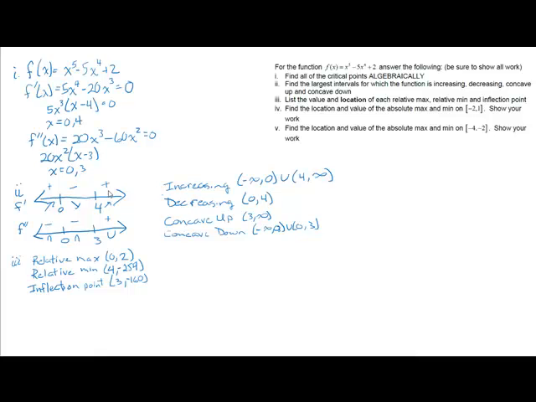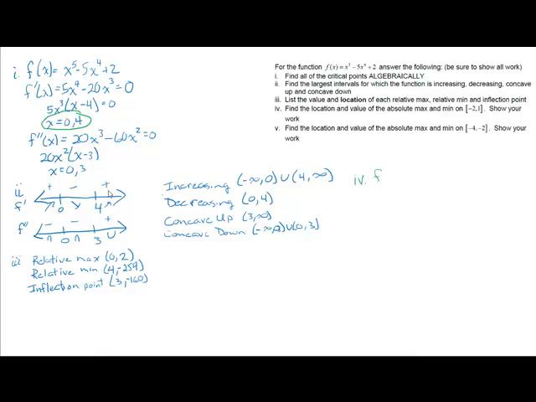Okay, we got 2 more parts, and now we're doing the absolute max and min on a closed bounded interval. So by our extreme value theorem, we're guaranteed to have both. Now, all we have to do is check the value of the function at our endpoints of the interval and any critical points that lie in the interval. Remember, our critical points are right here, 0 and 4. Only 0 lies in that interval.